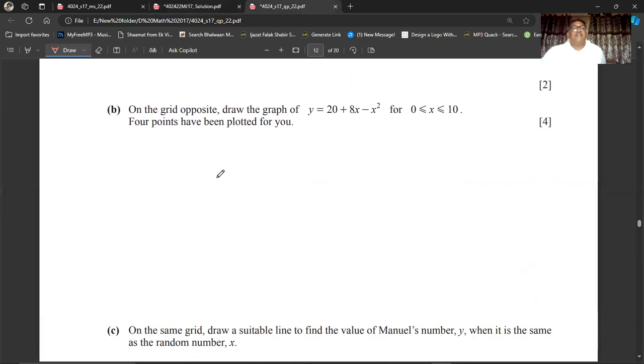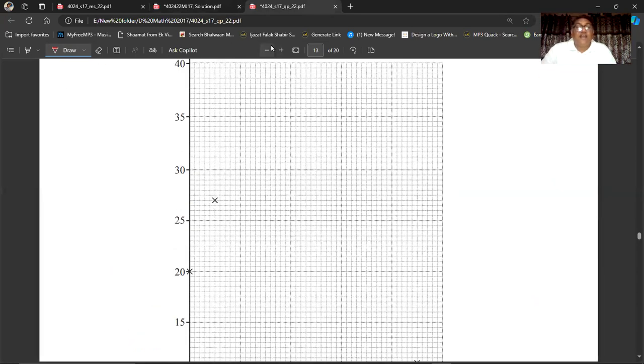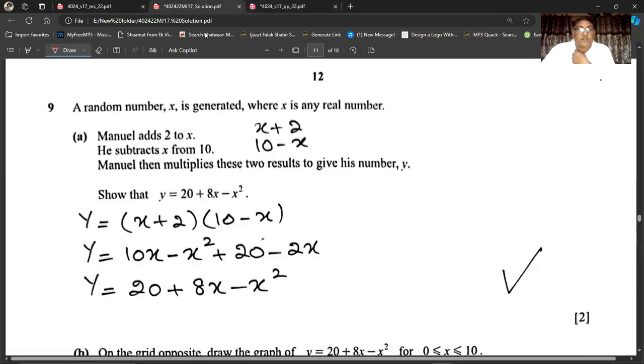Okay, then part B says, on the grid opposite, draw the graph of y equals 20 plus 8x minus x squared for x greater than or equal to 0 and less than or equal to 10. 4 points have been plotted for you. So here we have a graph, and we have to plot those points here. 4 points have already been plotted, this point and this point.